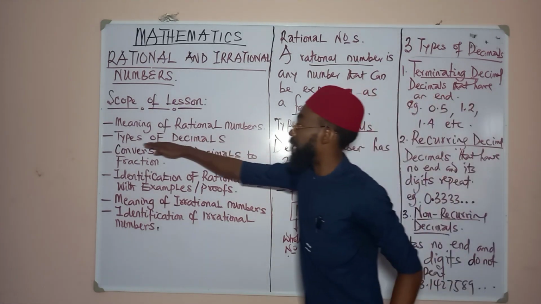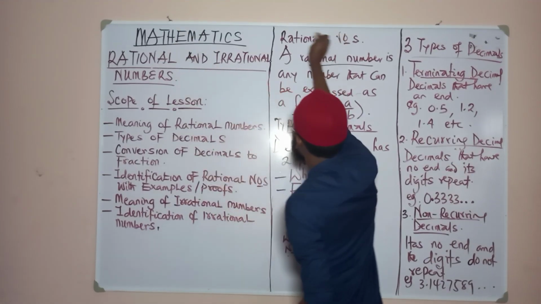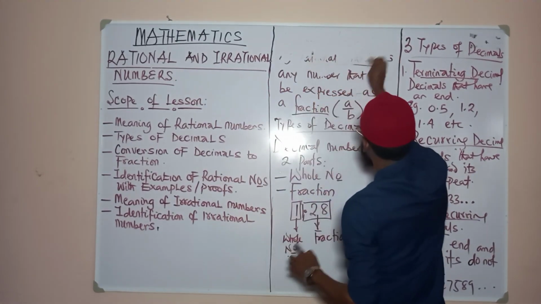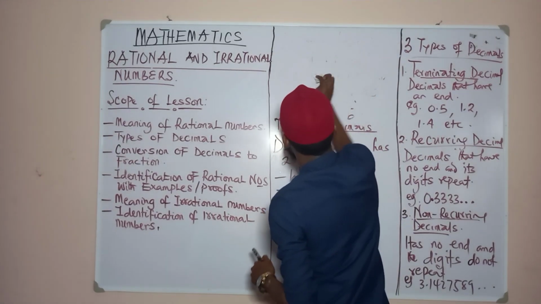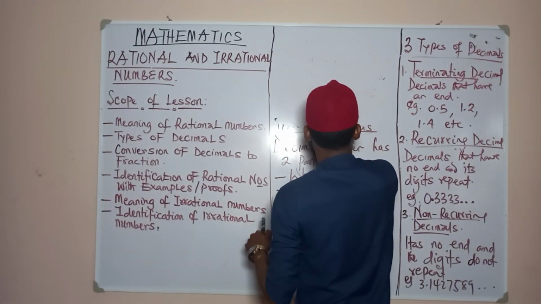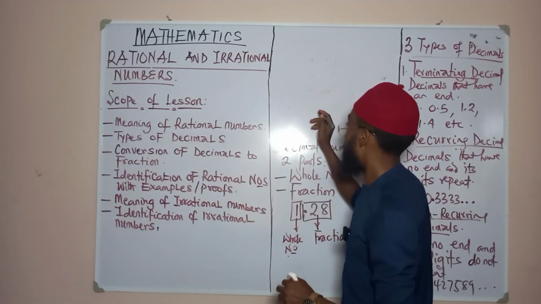So we've been able to highlight the three types of decimals we have, and I want to believe you've taken note of them. We will run along and then get into the next option we have on our scope of the lesson there immediately. The next thing there is how to convert a decimal to fraction.